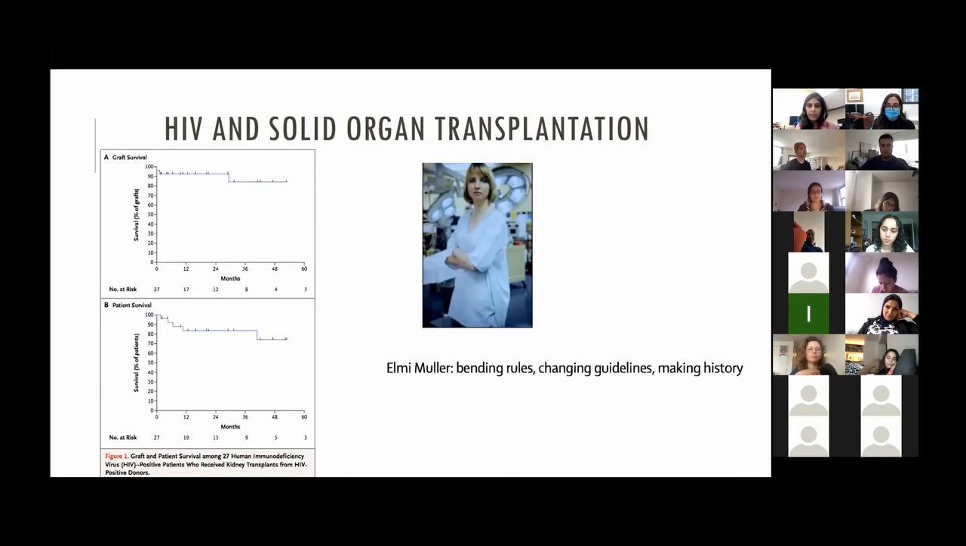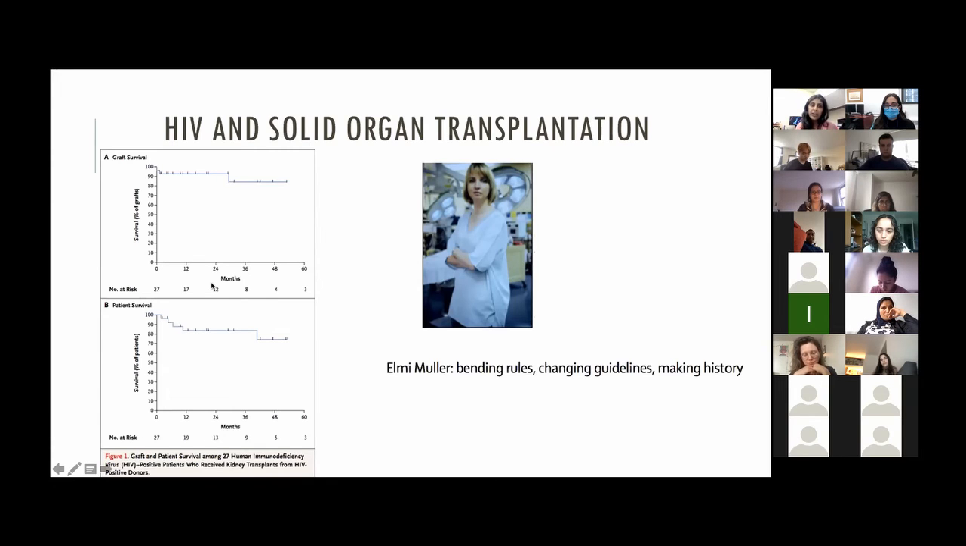So for those of you who don't know her, this is Elmi Mueller. She's a surgeon in South Africa who more than 10 years ago started transplanting patients with HIV. And the unique thing that she did was that she used HIV positive donors. Her patients with HIV could not receive dialysis because they just didn't have the resources. So instead she transplanted them, taking a kidney from a deceased donor with HIV. That was very unique at the time and had never been done anywhere else in the world.